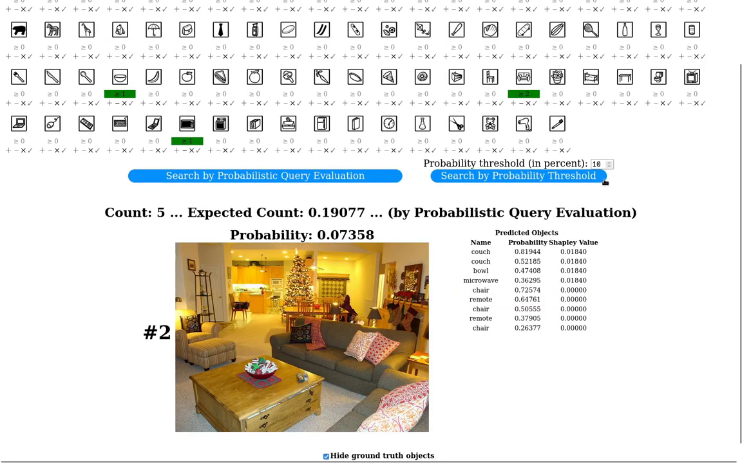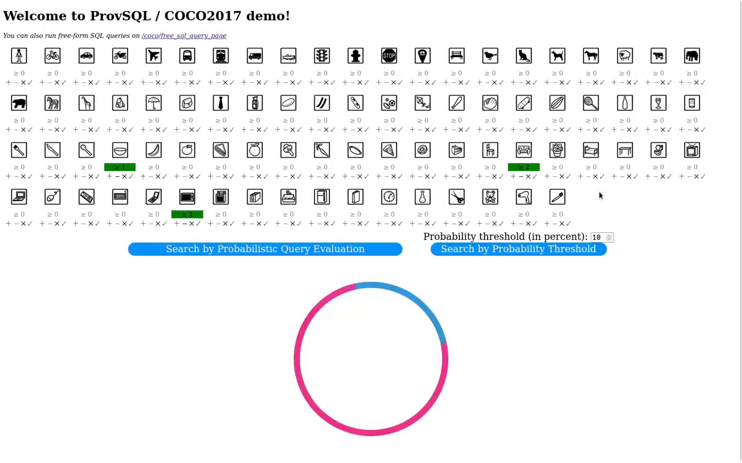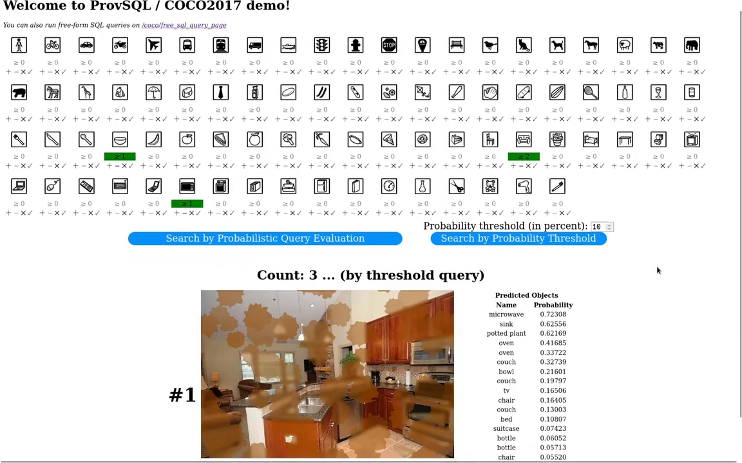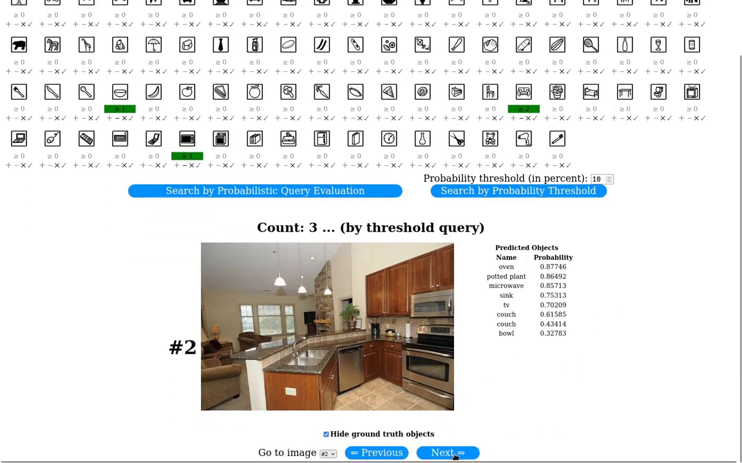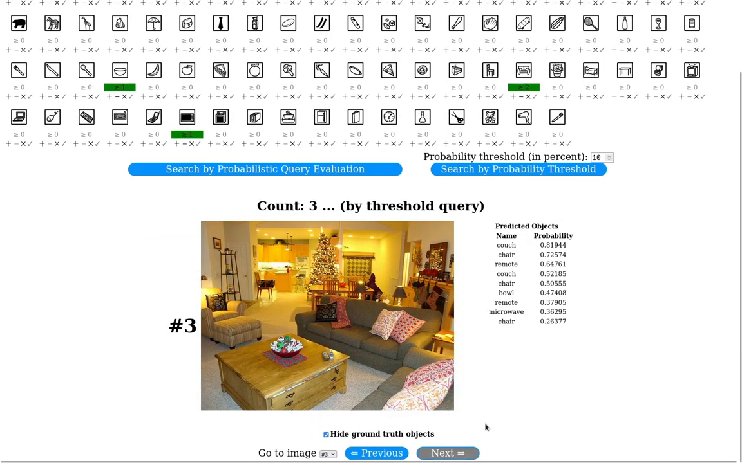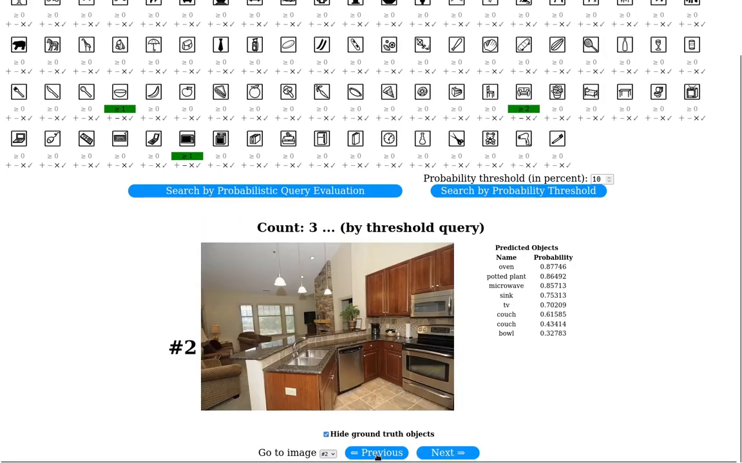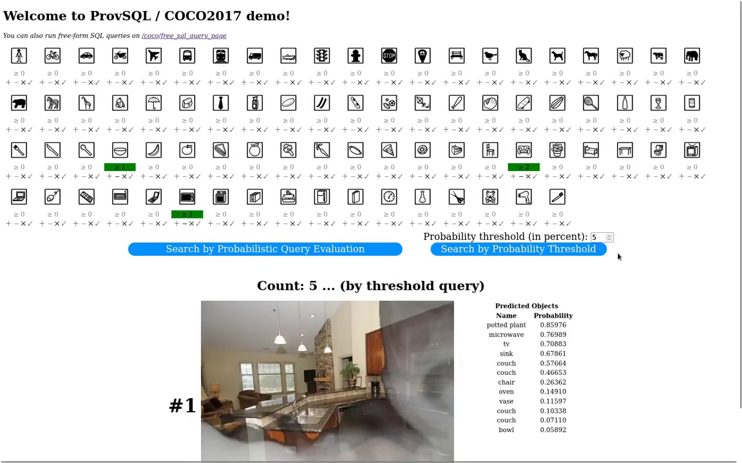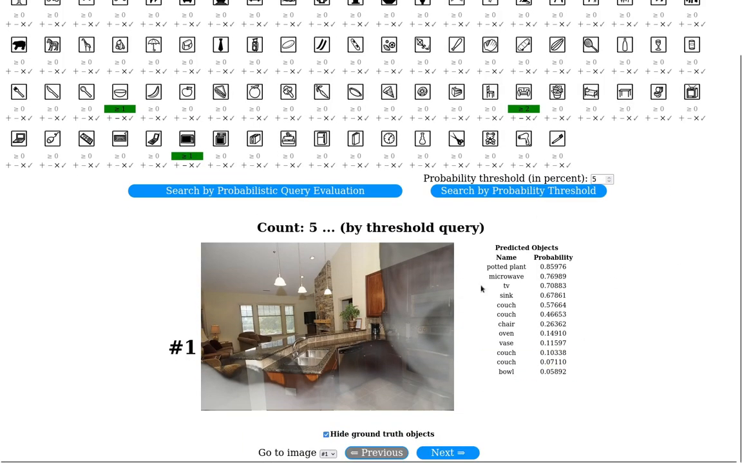Now let's look at the search by probability threshold. With the threshold 10%, we get 3 results, and they are all 3 good results. But we are missing one of the good results, which was one of the degraded versions of this image. And so we need to lower the probability threshold to get this 4th result. So let's set it to 5%. Here we do get this image, which is a valid result.